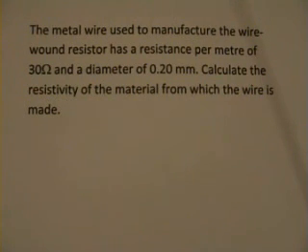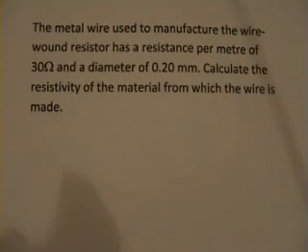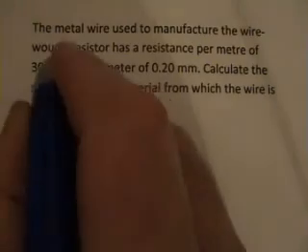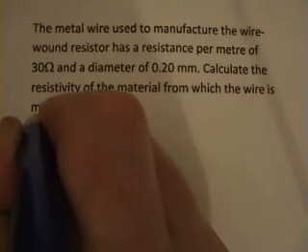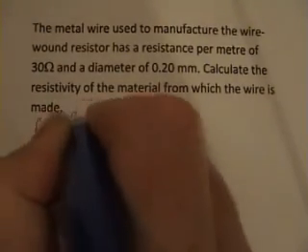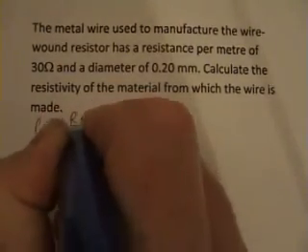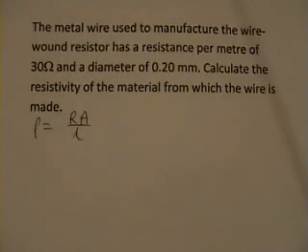My version of part B says the metal wire used to manufacture the wire wound resistor has a resistance per metre of 30 ohms and a diameter of 0.20 millimetres. Yours have got different numbers. Calculate the resistivity of the material from which the wire is made. So it's resistivity. If we can't remember the formula, we look on the data sheet, and the data sheet gives us a formula for resistivity. Rho equals RA over L.